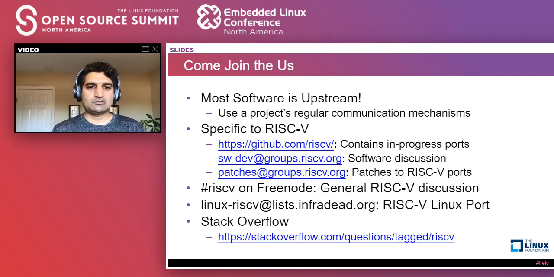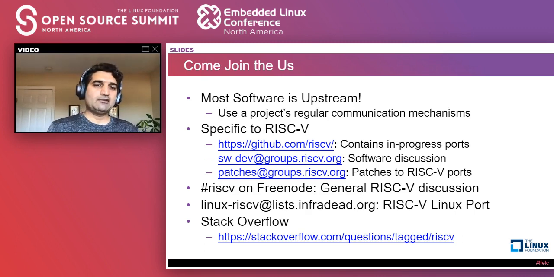In some cases, there are architecture-specific mailing lists, for example, for the kernel. The reason being that's how the kernel is organized. So there is a RISC-V mailing list specifically for the kernel. But if you were to do some GCC, Clang or LLVM development, or Go, then you would directly participate in the upstream communities.